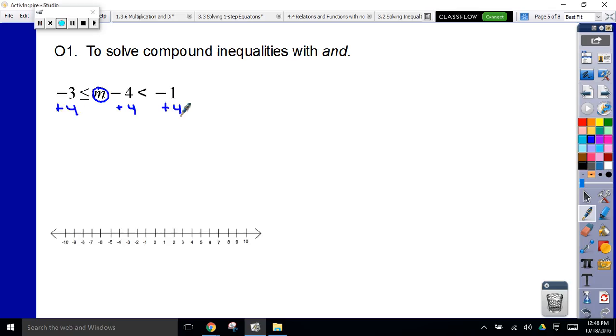Negative 3 plus 4 is positive 1. I still have less than or equal because I didn't multiply or divide by a negative. Negative 4 plus positive 4 is 0, so I just have m left in the middle. Negative 1 plus 4 is 3. So once I get to that naked variable in the middle, just the m with nothing attached to it, I am done. So m is in between 1 and 3.